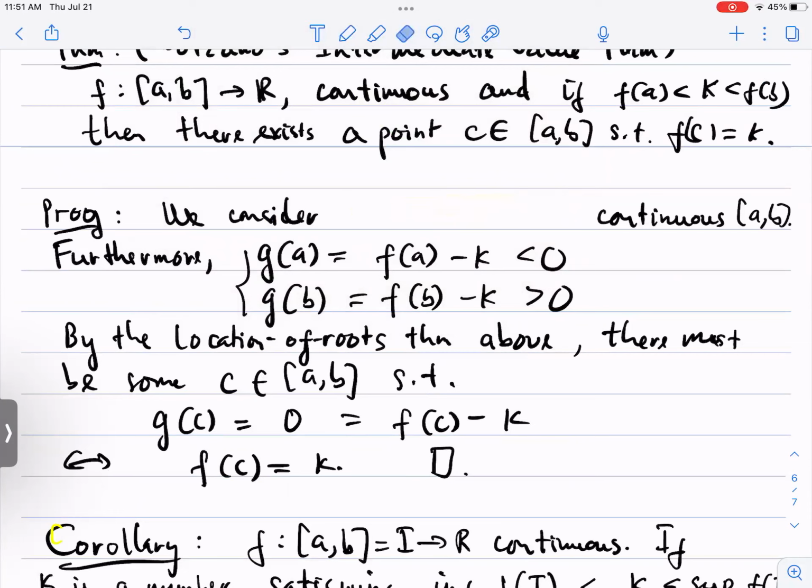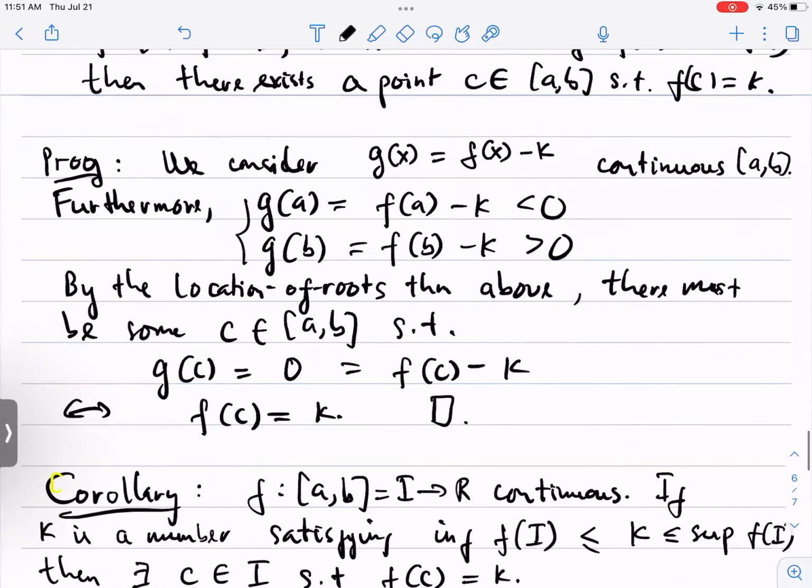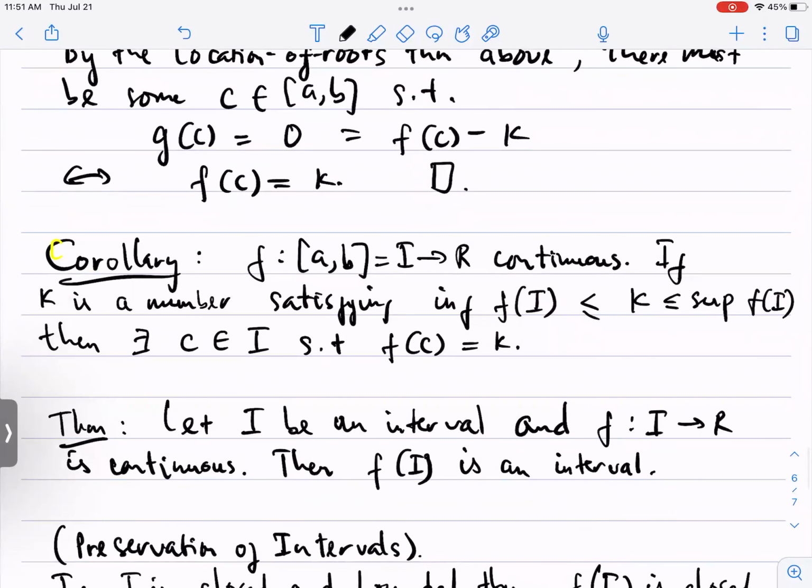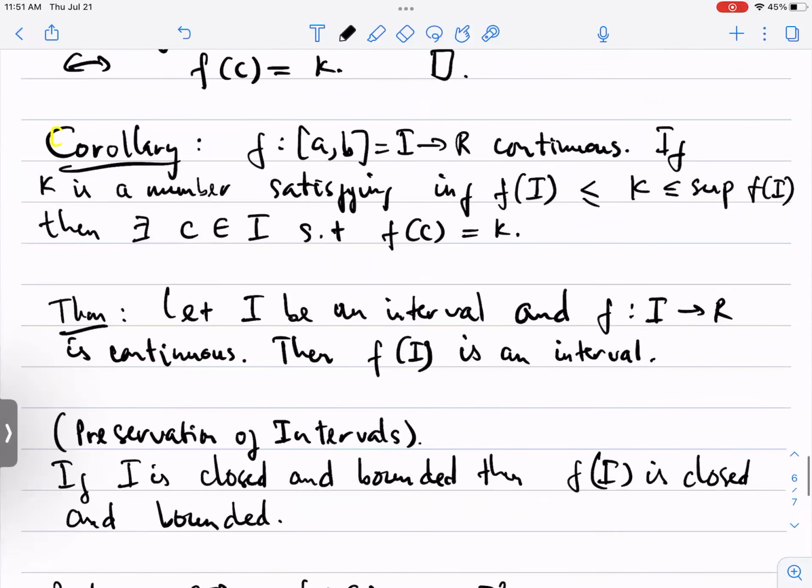We just consider the function g of x to be equal to f of x minus k. Then the function g of x is going to be negative when x equals a and positive when x equals b. That's why, by the location of root theorem, it has a root point c inside the interval such that g of c equals 0, and this implies f of c minus k equals 0, which is equivalent to f of c equals k. And that is the end of the proof.